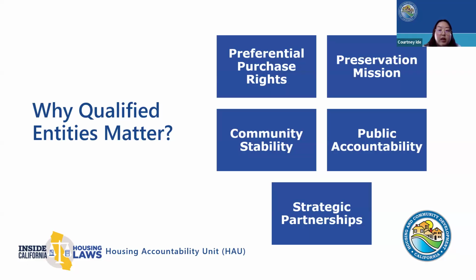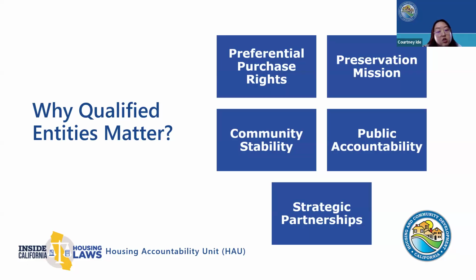The third reason why qualified entities matter is because they provide community stability. When a QE purchases an at-risk property, they are preventing displacement of those tenants and ensuring the residents can remain in their homes for the long-term future. The fourth reason why qualified entities matter is because they strengthen public accountability. To become a QE, as mentioned, an entity must first be vetted by HCD. QEs must demonstrate capacity to ensure responsible stewardship of the affordable housing that they're purchasing. This helps to ensure the housing purchased by QEs will remain affordable for the foreseeable future.